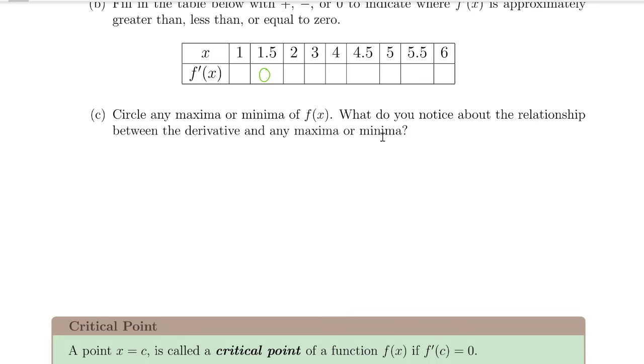Would this be enough to determine if you have a max or a min of f at 1.5? If you think about that for a moment, you should come to the conclusion that this is not enough information. All this tells you is that the function flattens out at x equals 1.5. So it could be a max, it could be a min, or it could be neither. So the point of this is that we need more information.